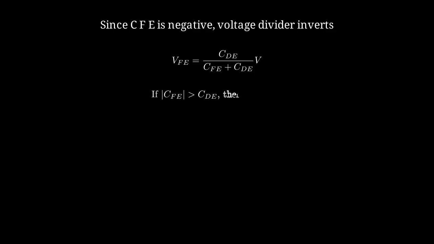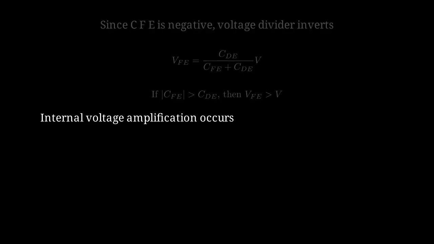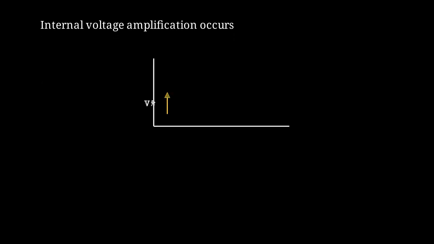If the magnitude of CFE exceeds CDE, then V ferroelectric can exceed the applied voltage V. This is voltage amplification. The voltage inside the ferroelectric exceeds the externally applied voltage. This diagram shows input voltage V being amplified to a larger ferroelectric voltage VFE inside the material. Now let's see how this voltage amplification helps break the Boltzmann limit in transistors.